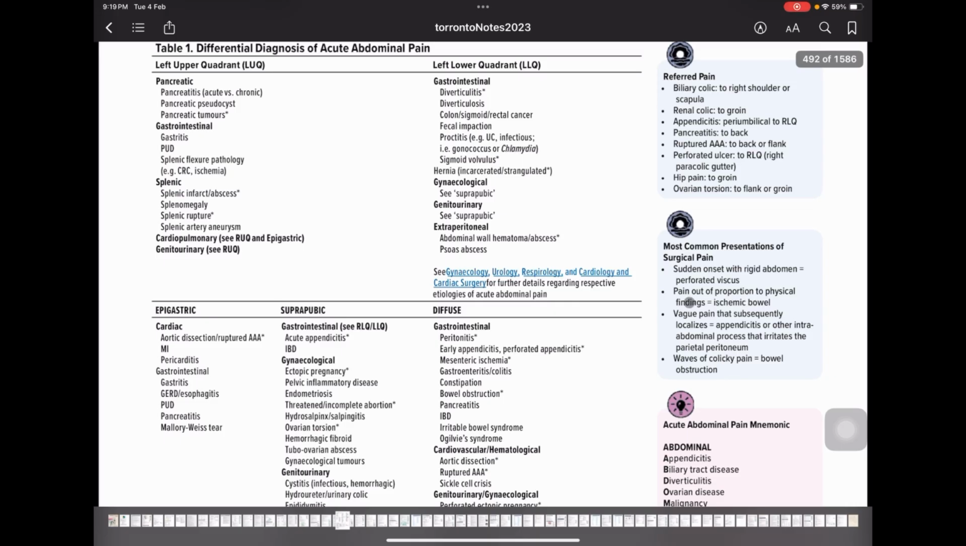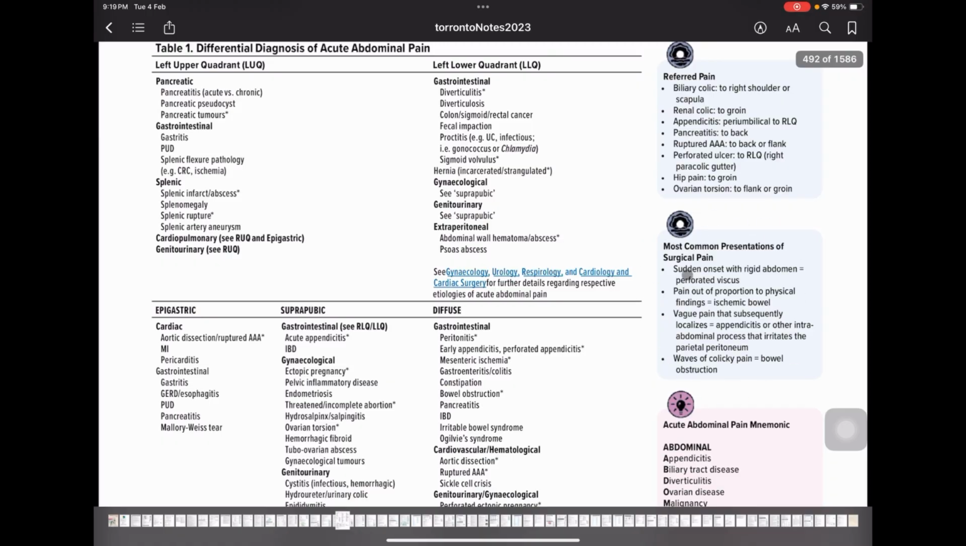Pain out of proportion to physical findings, ischemic bowel. Vague pain that subsequently localizes, appendicitis or other intra-abdominal processes that irritate the parietal peritoneum. Waves of colicky pain, bowel obstruction. This box I find very important.